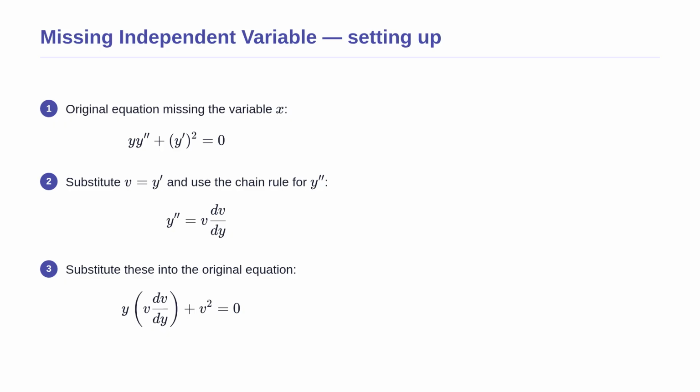We set v equal to the first derivative. For the second derivative, we use our special chain rule substitution, replacing y double prime with v times the derivative of v with respect to y. Substituting these expressions back in, we successfully reduce the intimidating second-order equation into a much friendlier first-order equation.